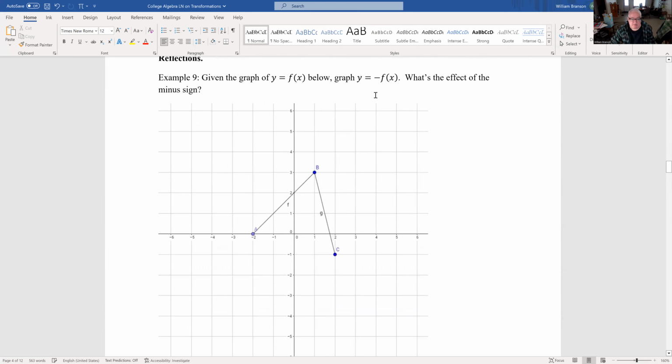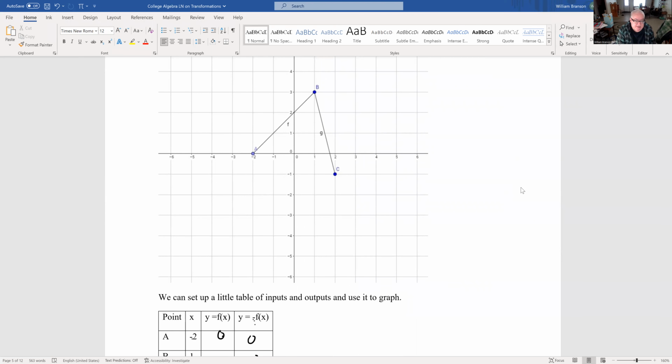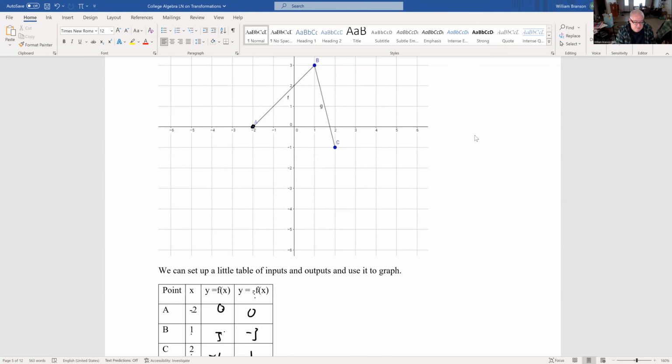Okay, what do reflections do? So multiplying by a minus sign here. Well, again, if we plug in these x values into the function, we get 0, 3, and -1. And now we're multiplying the y value, f of x, by -1. -1 times 0 is 0. -1 times 3 is -3. -1 times -1 is 1. So the points we'll get is 0, 0, and then x equals 1, y equals -3, that's down here, and then x equals 2, y equals 1, that's up there.